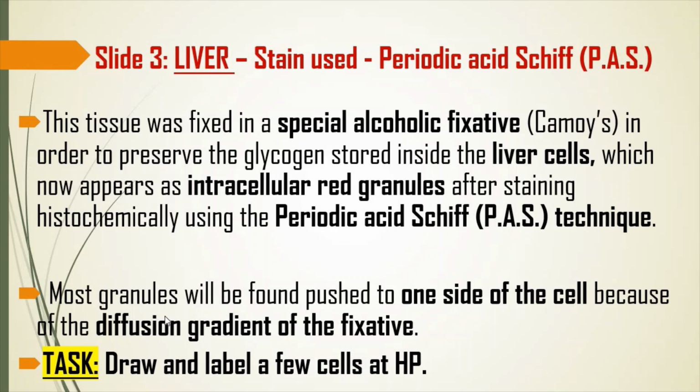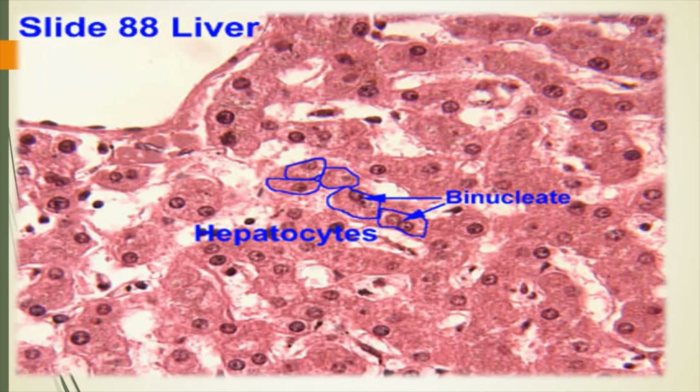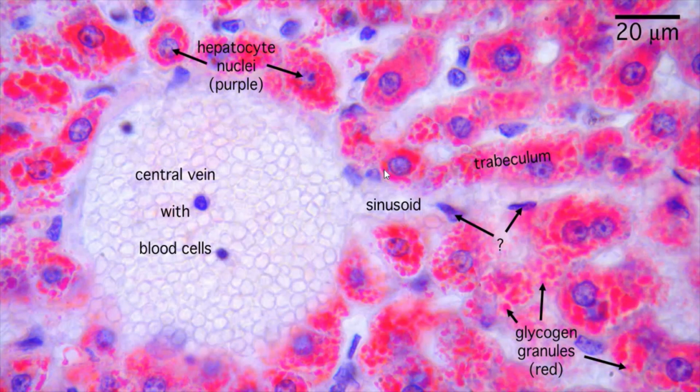Our assignment is to draw and label a few cells at high power. So now let's look at this. These are the liver cells. The liver cells are called hepatocytes. This is low power. So this is the liver cell with its nucleus, liver cell, nucleus, liver cell, nucleus, liver cell here with its nucleus, liver cell here with its nucleus. At high power, it will look like this.